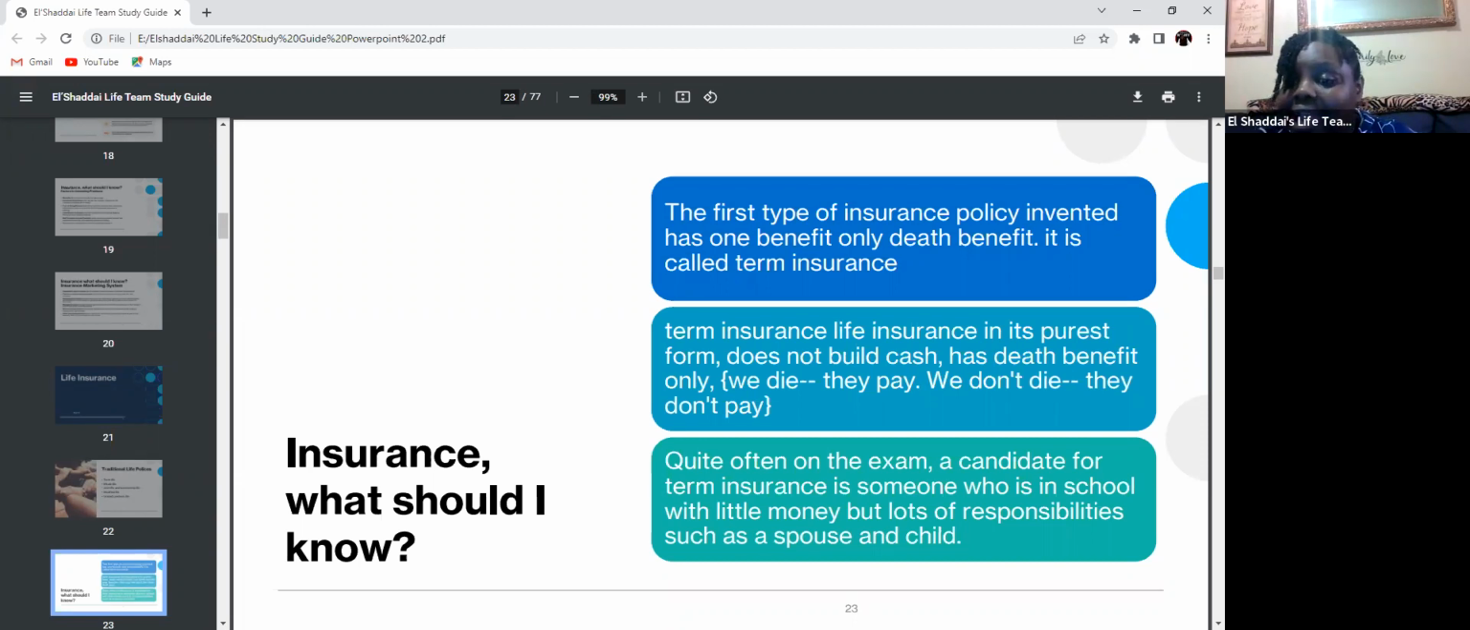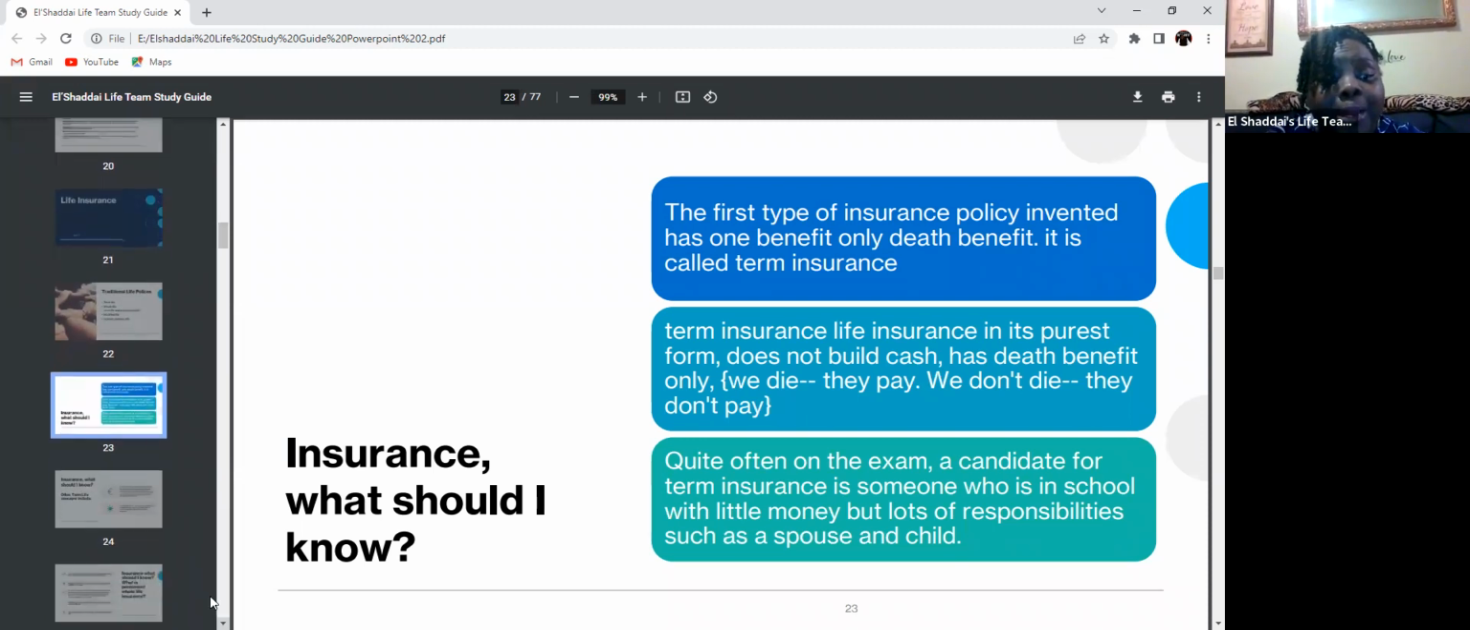Quite often on the exam, a candidate for term insurance is someone who is in school with little money but lots of responsibilities, such as a spouse and children. That is on the exam. You are going to remember that.